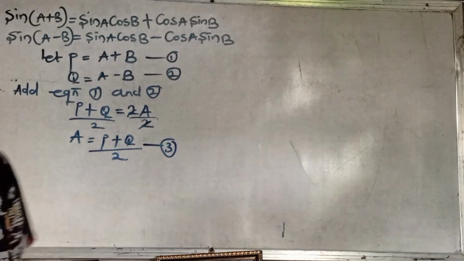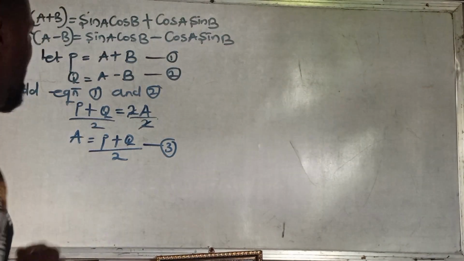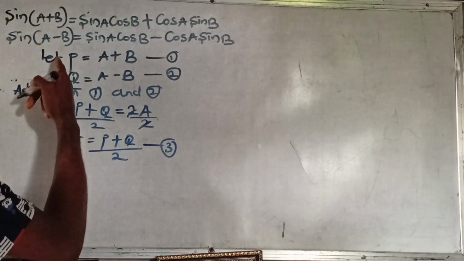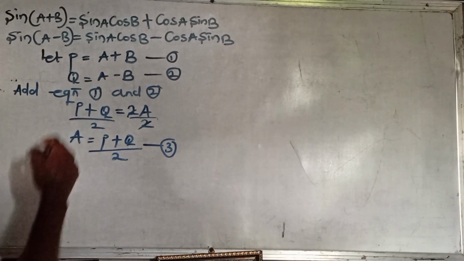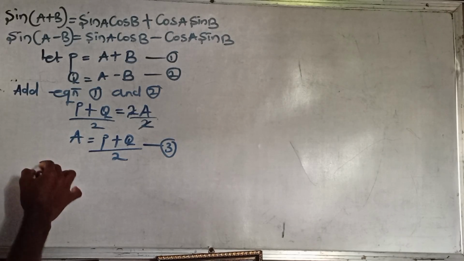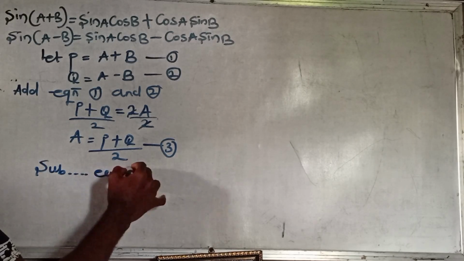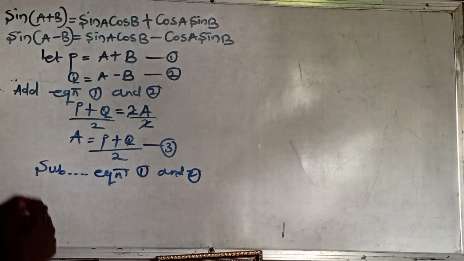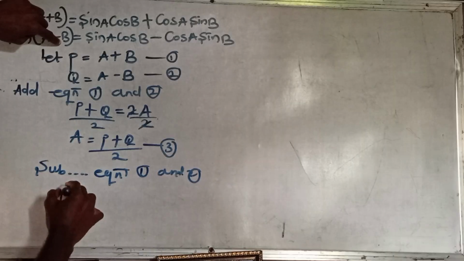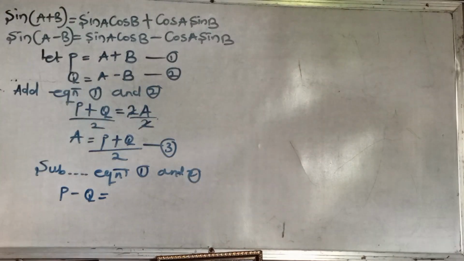The next one I'll be looking for is P minus Q. So if I'm looking for P minus Q, it is subtraction now. So we are going to subtract equation 2 from equation 1. I'll be using a shortcut. So let me subtract. P minus Q is equal to A minus A, which is 0.